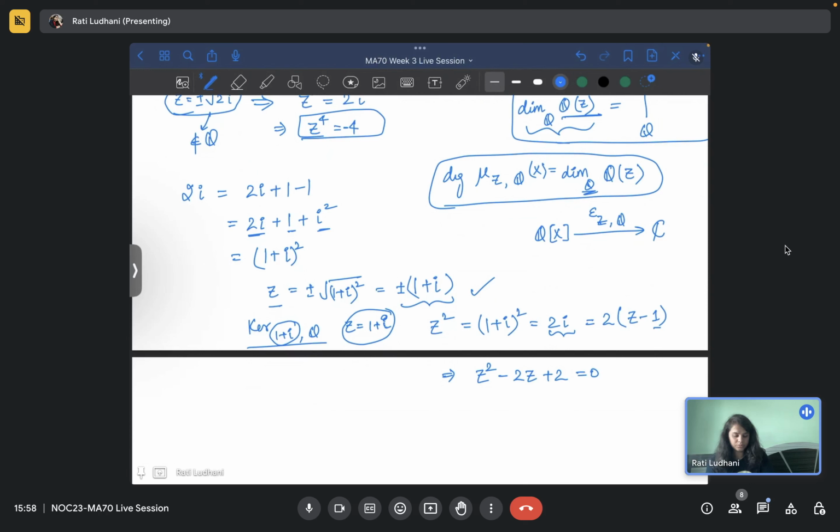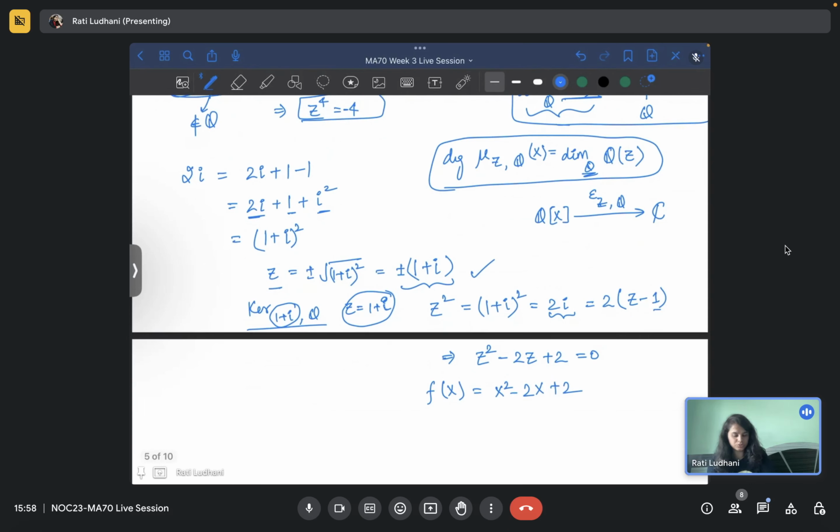So this is a polynomial which z satisfies. You can consider f(x) to be x square minus 2x plus 2. Is that clear? So this is a polynomial which belongs to the kernel of 1 plus i comma Q. Oh, I should not write it like this. This is the kernel of 1 plus i comma Q. Is that okay? Any doubt?